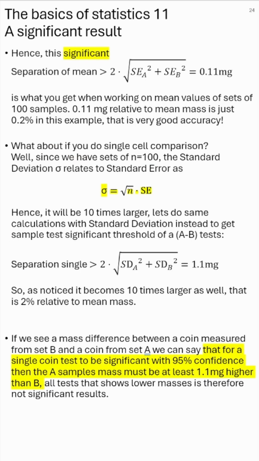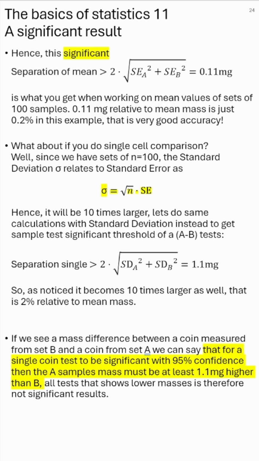The basics of statistics 11. A significant result is hereby defined as that the separation of the mean must be larger than 2 times the square root Pythagoras sum of the individual standard errors, and that was 0.11 milligram. And this is what you get when you're working on mean values of a set of 100 samples. 0.11 milligram relative to mean mass is just 0.2% in this example. So that is very good accuracy, right?